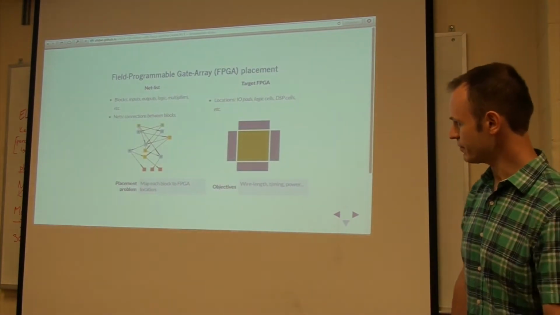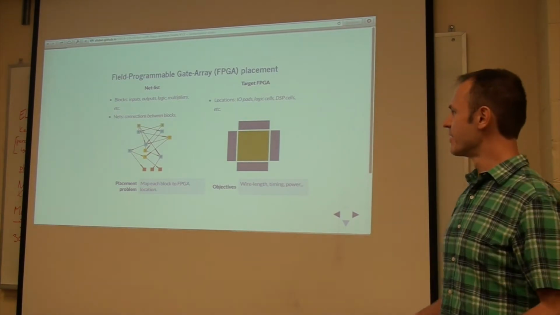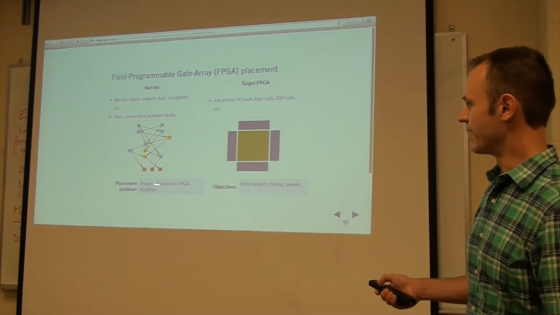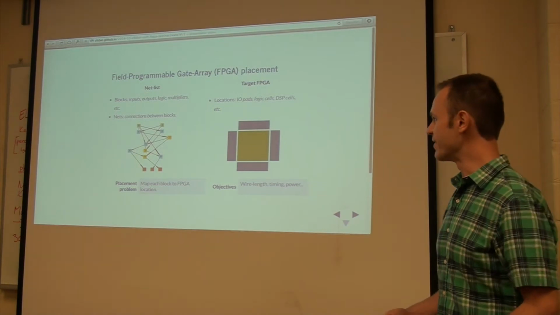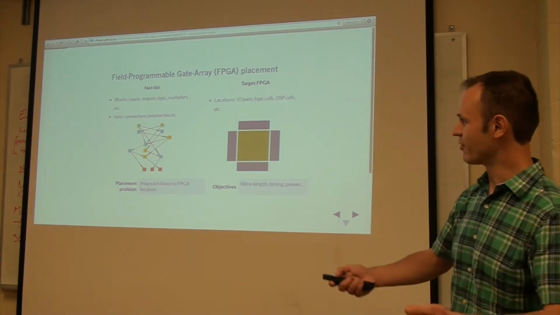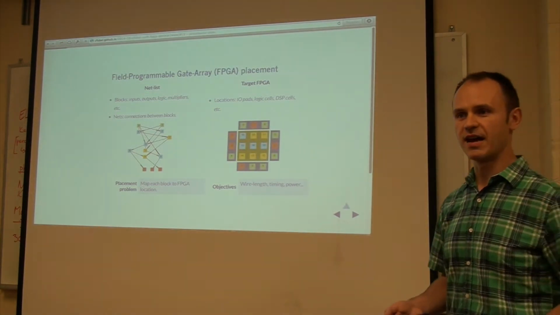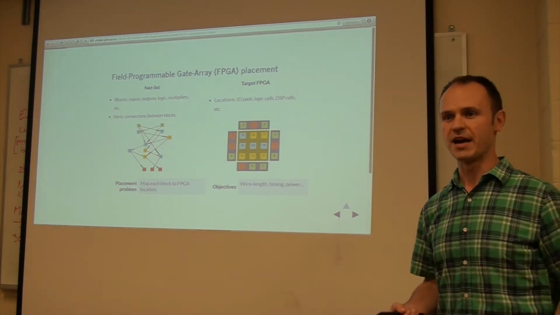So, as we all know, for placement we start with the netlist that has all of the logic blocks with the connections between them, and of course we want to take those blocks and map them onto the target architecture while minimizing one or more objectives.